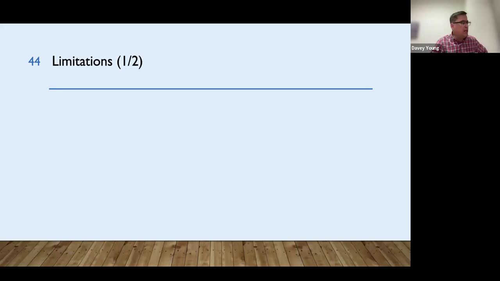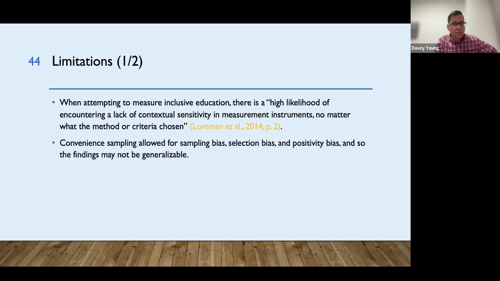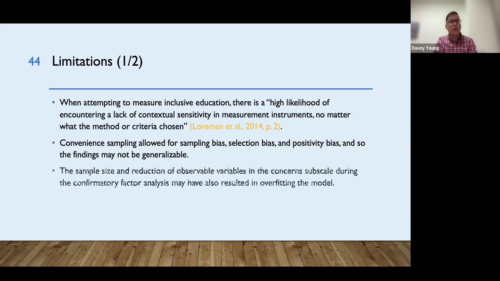All of that said, there are some key limitations that we have to consider when we think about these results. First of all, when attempting to measure inclusive education, there is a high likelihood of encountering a lack of contextual sensitivity in measurement instruments, no matter what the method or criteria chosen. And that's certainly true of the instruments that I used. And so I think replication would help to overcome this and lend more confidence to the findings. Additionally, convenient sampling allowed for sampling bias, selection bias, and positivity bias. And so these findings may not be generalizable beyond the participants that responded to the survey.